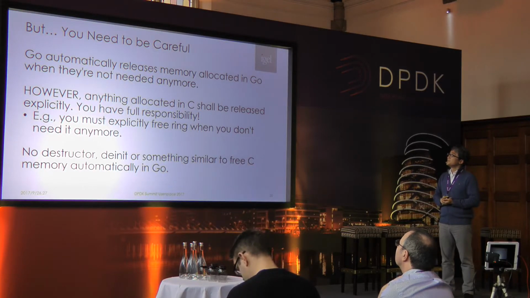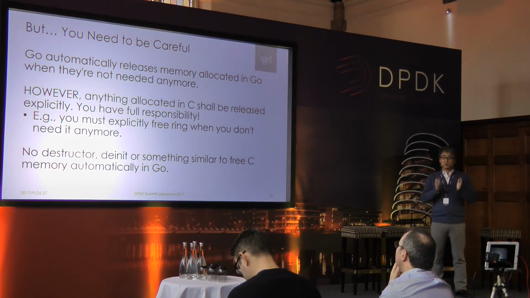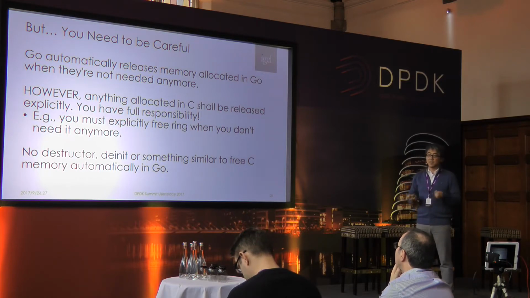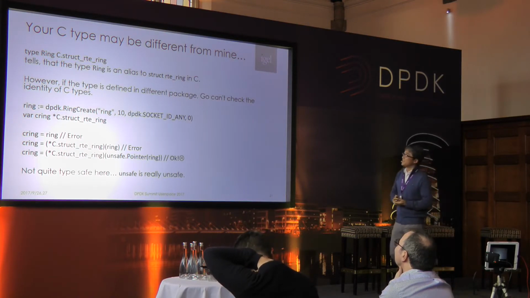So this is it. Yes, there's no destructor in Go. Whatever you allocate in C, you have the full responsibility for, and you must call C free or whatever. And also, this is one of the glitches I've seen in Go.